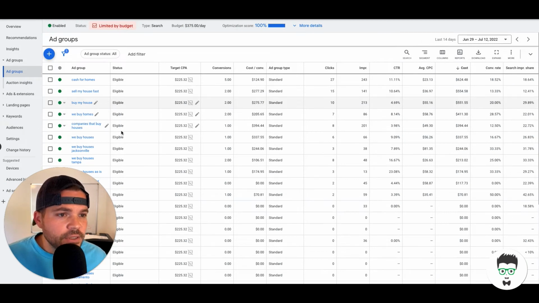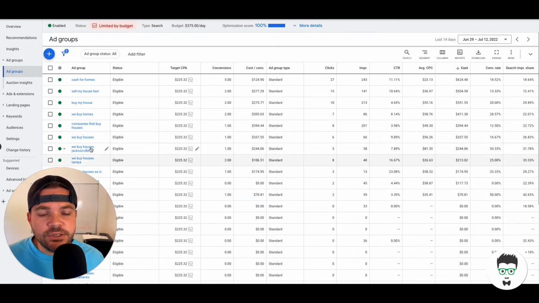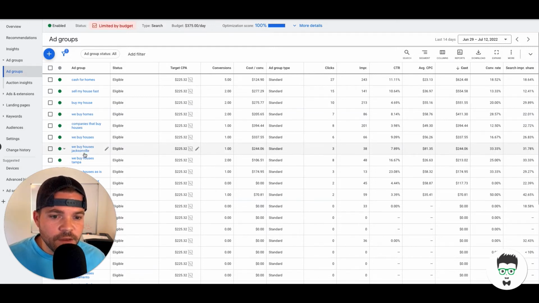Okay, so you can see the top ones here that we are looking at: Cash for Homes, Sell My House Fast, Buy My House, We Buy Homes, Companies That Buy Homes, We Buy Houses Jacksonville. So as you can tell, this company is in Florida because they're targeting Jacksonville and Tampa.